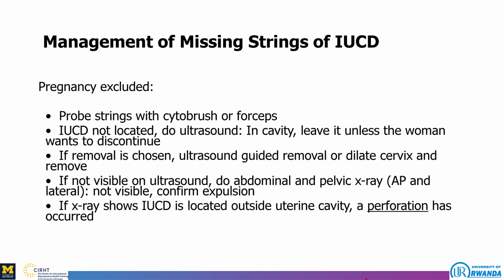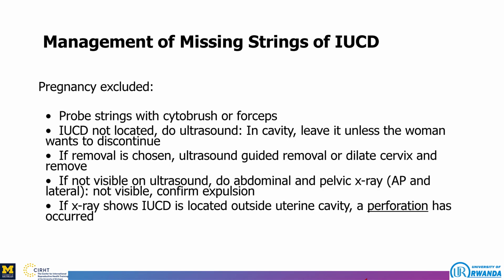The management of the missing string will continue. When we exclude pregnancy, we probe the strings with a cotton brush or forceps. If the IUCD is not located, then we may perform an ultrasound, because as you all know, the ultrasound will help us to identify the actual position of the device. It will help us know if it is in the cavity. If it is in the cavity of the uterus, leave it unless the woman wants to discontinue using that method.